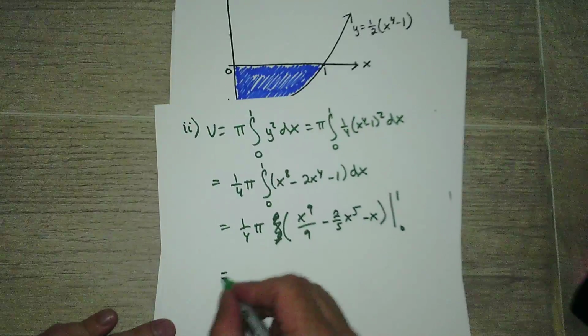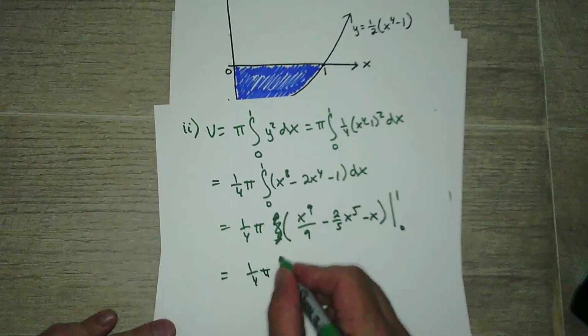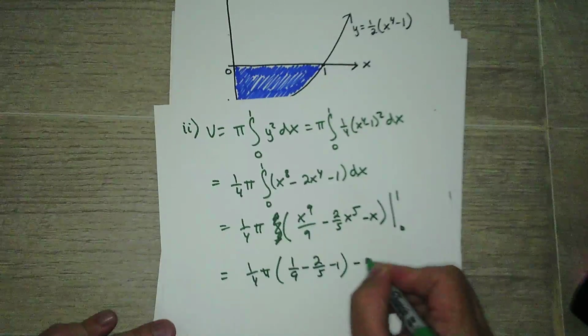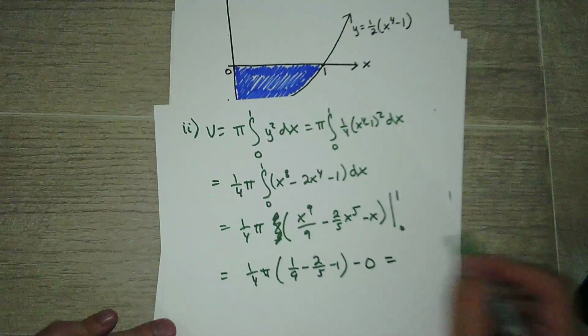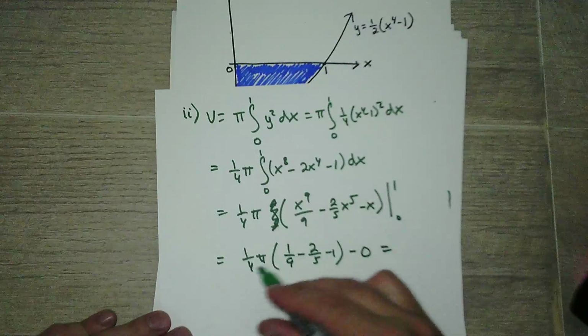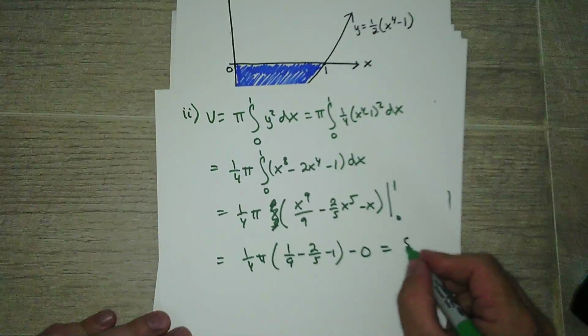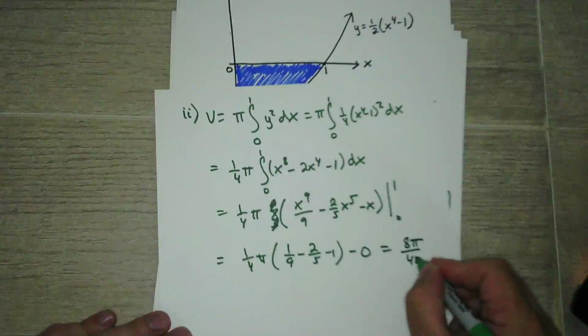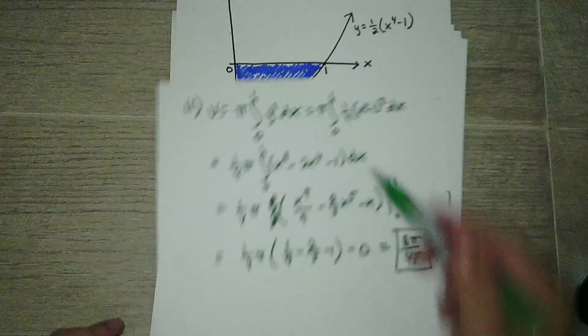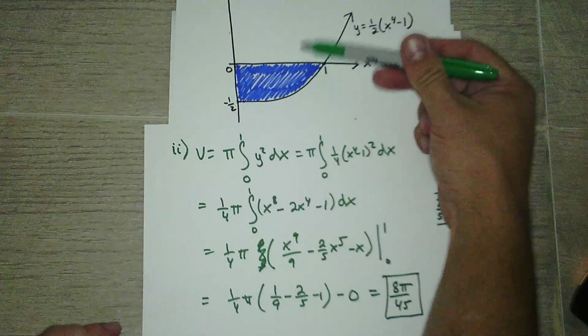Plug in 1. 1/9 minus 2/5 plus 1. Plug in 0, it all goes to 0. And subtract that, let's see, we get 8 pi over 45. Okay? So that's the volume obtained by rotating it around the x-axis.